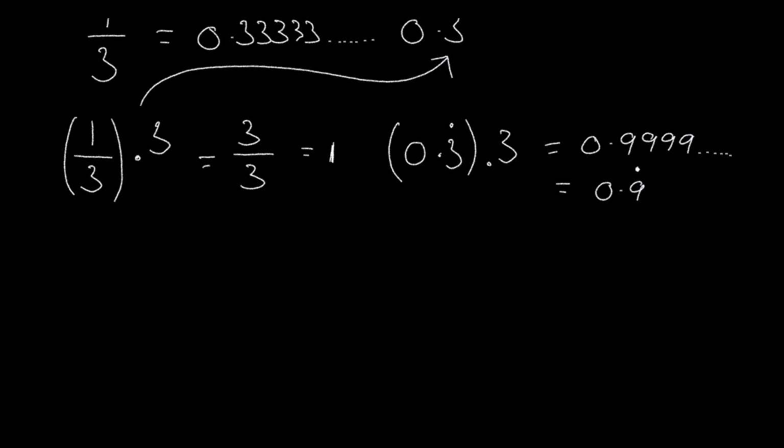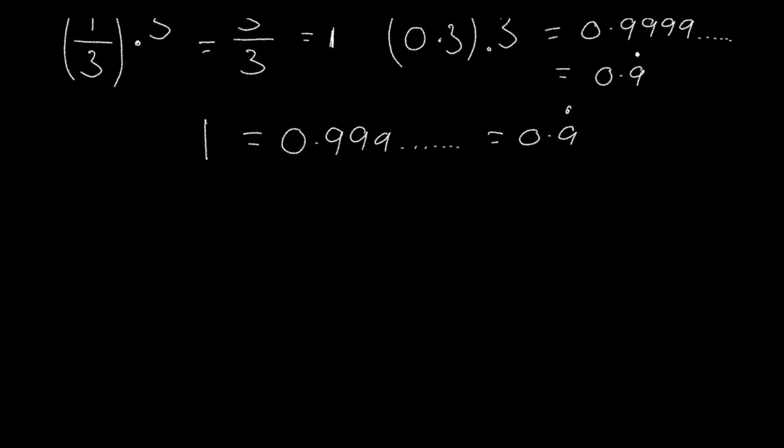So what is it we're saying here? The fractions seem different from the decimals. It seems that 1 is equal to 0.999 all the way to infinity, which is a bit odd. But how would you prove that? How can you actually prove that 1 is equal to 0.9 repeating?